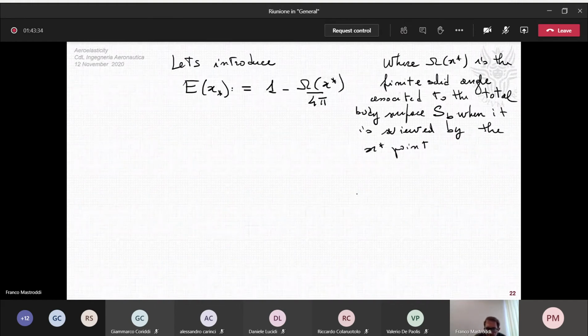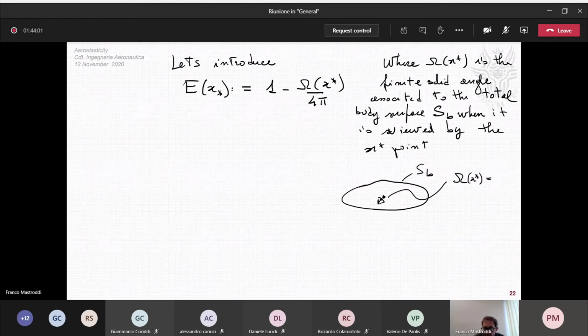Example, this is our solid surface as body. When I'm inside here with my x star point, what about the angle you see? The angle you see is the total body. Total body means that in this case, omega x star is equal to 4 pi, because 4 pi is the value of the solid angle of the universe around me.